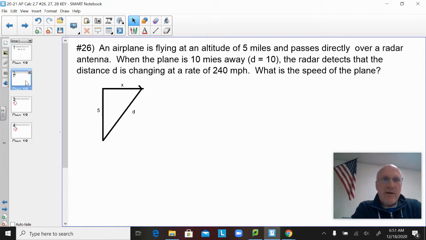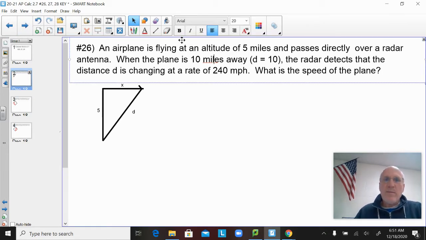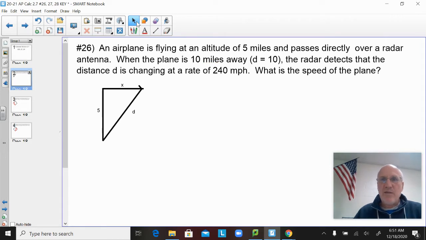26 says an airplane is flying at an altitude of 5 miles and passes directly over a radar antenna. When the plane is 10 miles away, D equals 10, the radar detects that the distance D is changing at a rate of 240 miles per hour. What is the speed of the plane? Now, if you're doing this in your textbook, it uses the letter S instead of the letter D. But since my S's look like 5s, I changed S to D. Also, it's just kind of fun to say dD/dt, which I'm going to have to say here in a second.